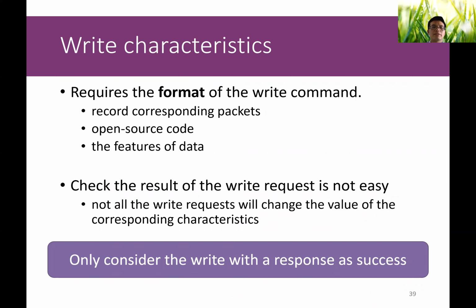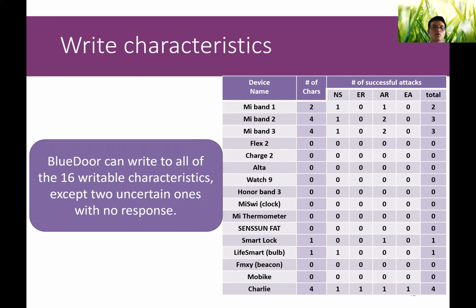To evaluate the performance of write is more difficult. First, we need to infer the format of the write command. Otherwise, the write command cannot be successful. Then, checking the result of a write command is also not easy, as not all write requests will change the corresponding characteristics. So we use a conservative way by only considering the write commands with responses from the device. We show that BlueDoor can write to all the writable characteristics except for 2 uncertain ones without response from the devices.